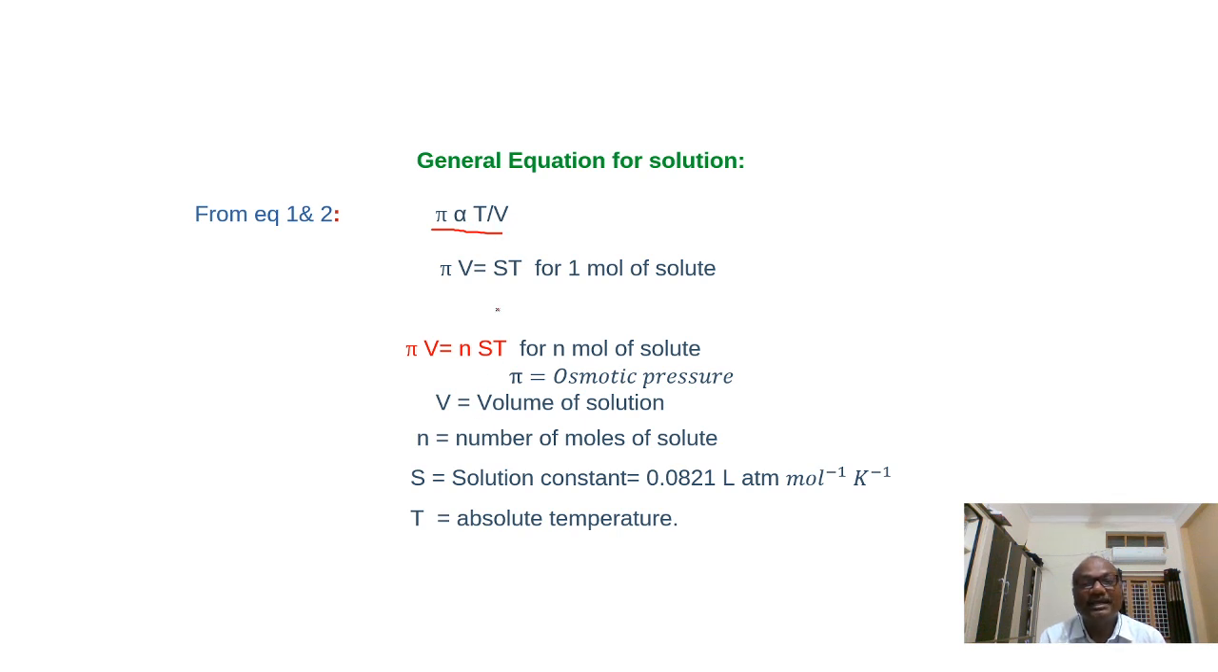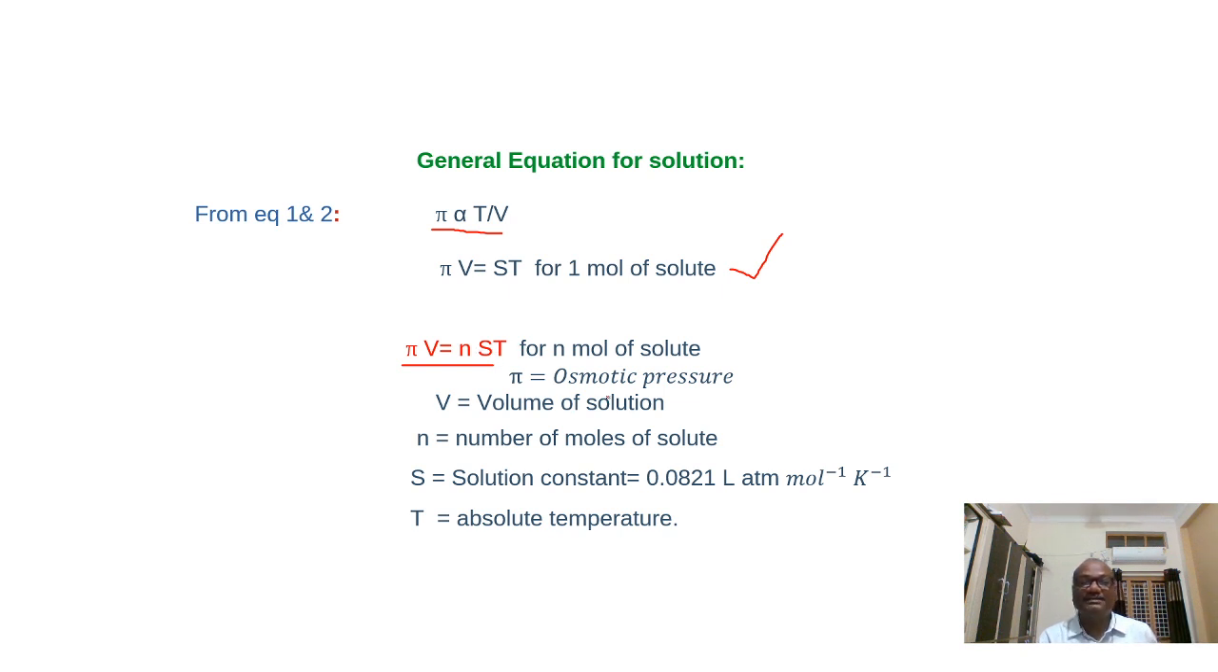So we say pi V is equal to ST. This is for 1 mole of solute. If n moles of solute are there, this equation can be written as pi V is equal to nST. With this equation, we can calculate the osmotic pressure pi, where n moles of solute is dissolved in V liters of solution. S is the solution constant, T is absolute temperature.